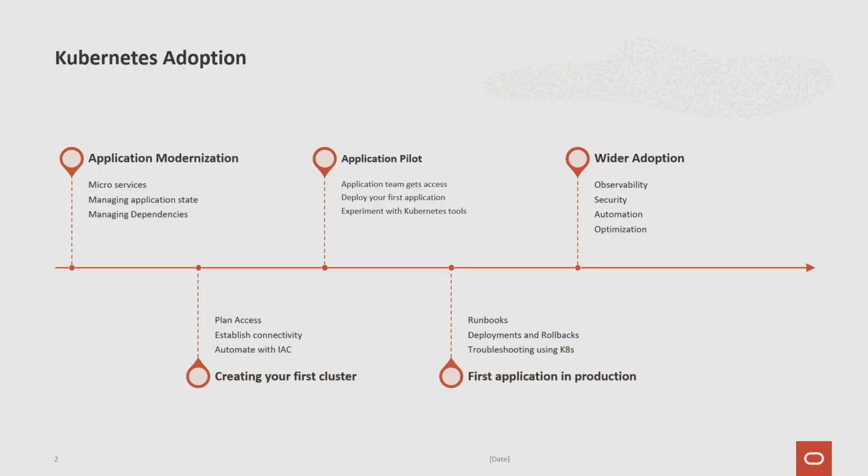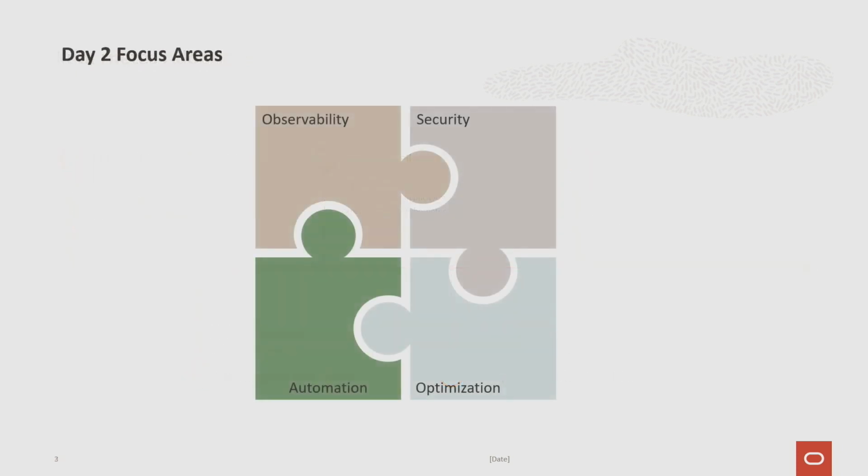After that, that's where you really get into, okay, I've made this work for one application. All of this looks good. Now I want to make this widely available across my organization. How do I scale this? And that's going to be the focus of our talk today. We're going to focus on observability, security, automation, and optimization. So these are the prime focus areas.